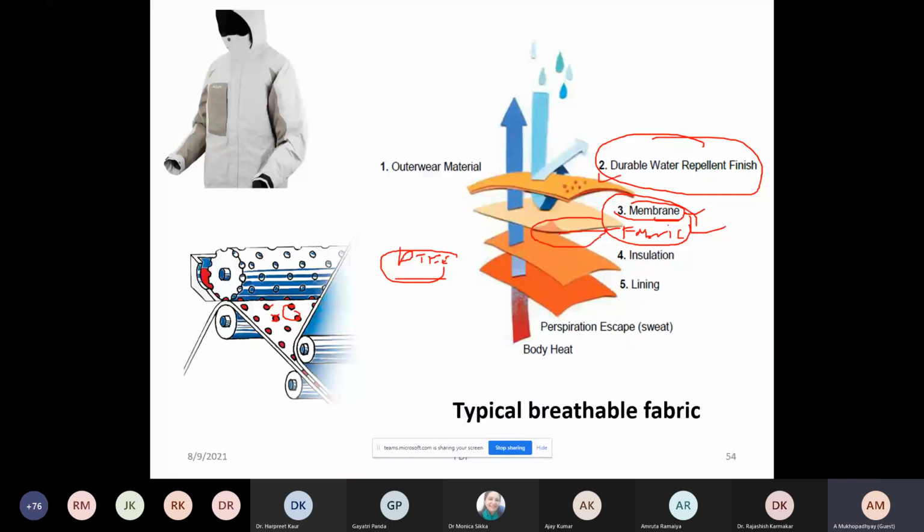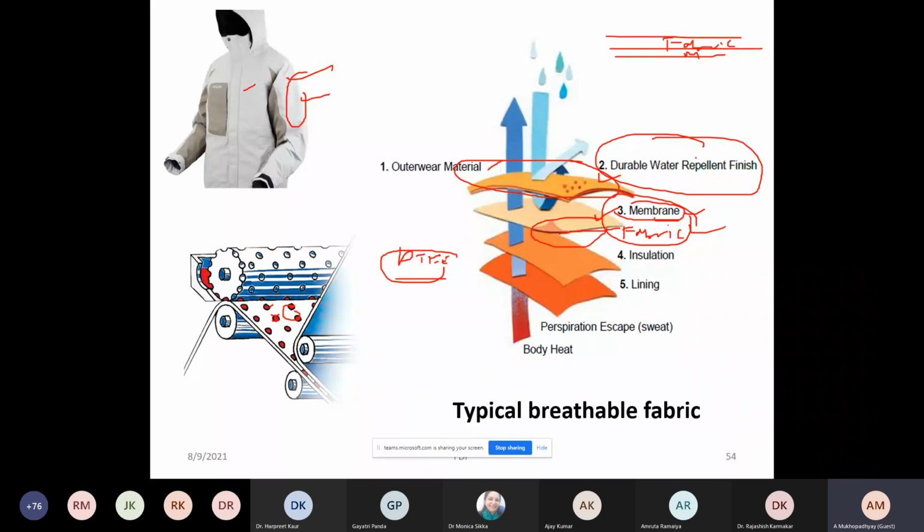And the membrane is never exposed. Don't think that the membrane is used on the outer surface, because the membrane will get damaged if it is used on the outer surface. Sometimes this layer is not there. So in that case, what happens? You can have the fabric, and the membrane is on the inner side. You can have the membrane on the inner side and the outer fabric is here.